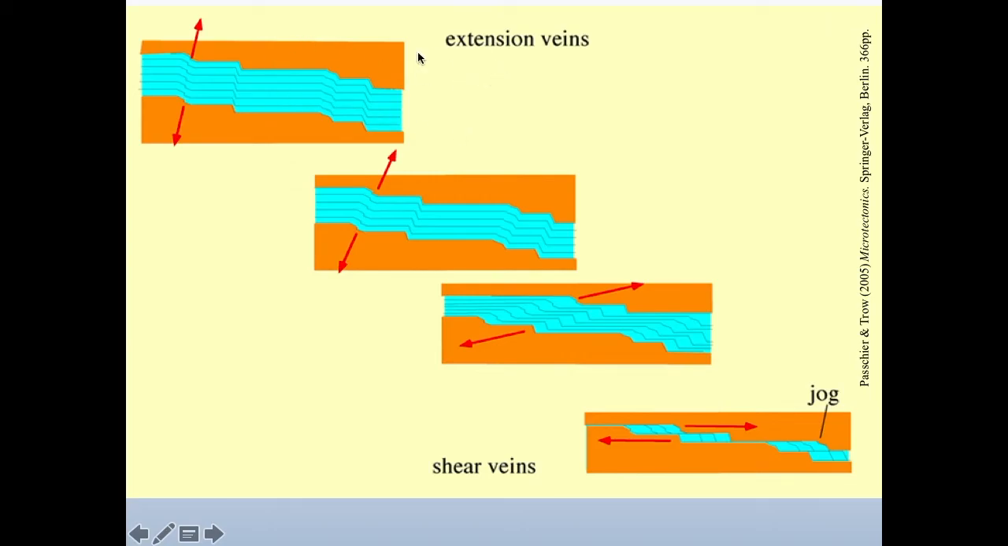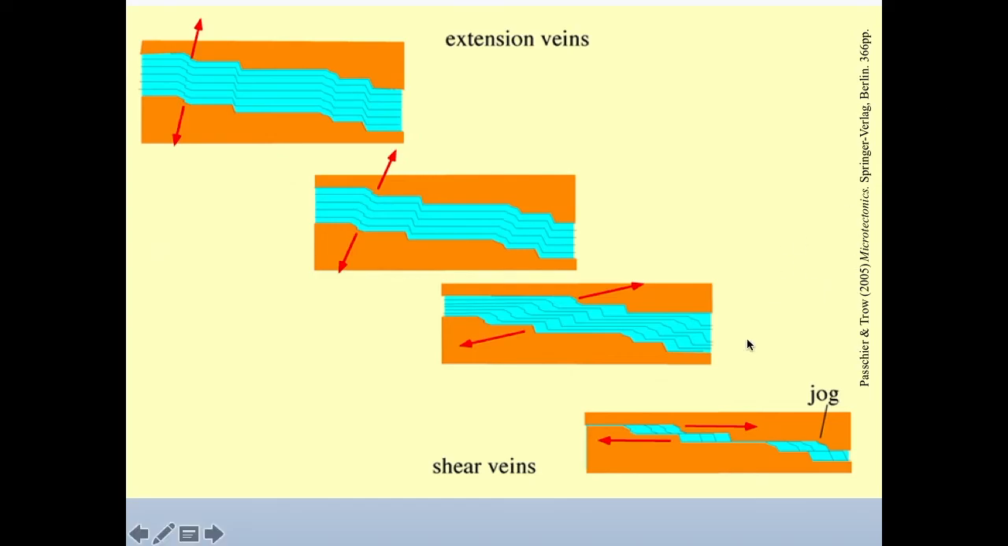So we have what we call extension veins, where basically it's just opening mainly. Down at the bottom, we have shear veins, where the motion is parallel to the boundaries. And then there are intermediate possibilities as well. So this sort of activity can give us information about the sense of shear, the direction of movement. So study this for a second. These are basically like the releasing bends of a strike-slip fault.